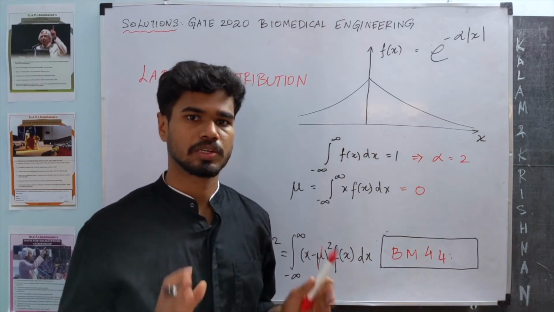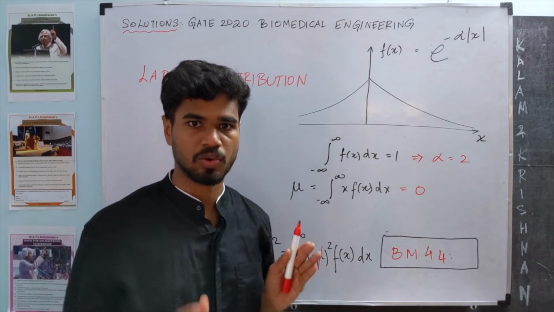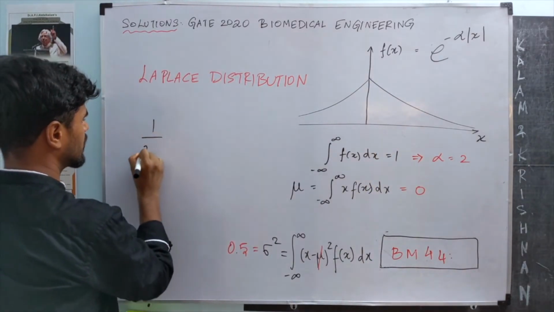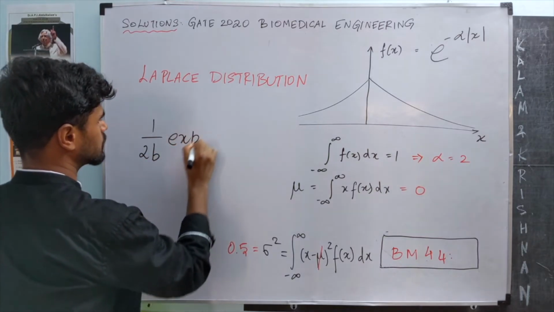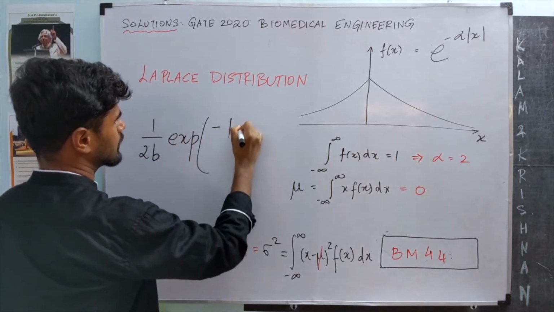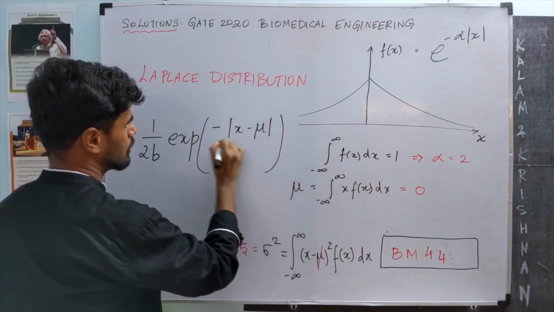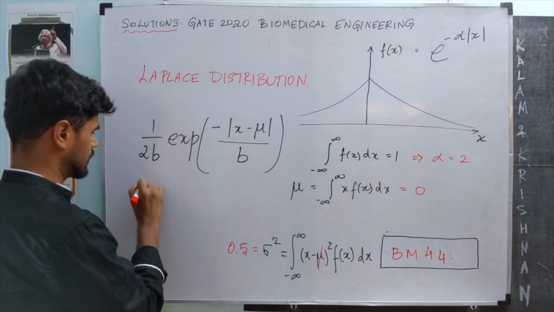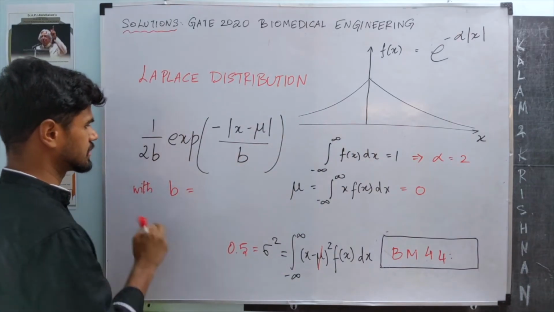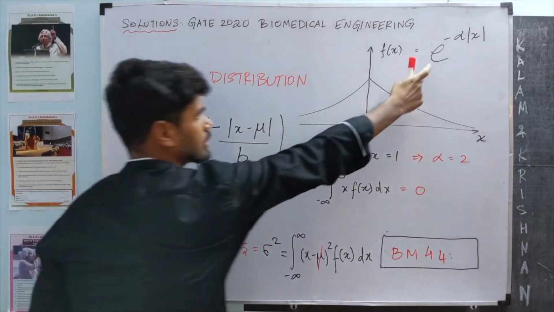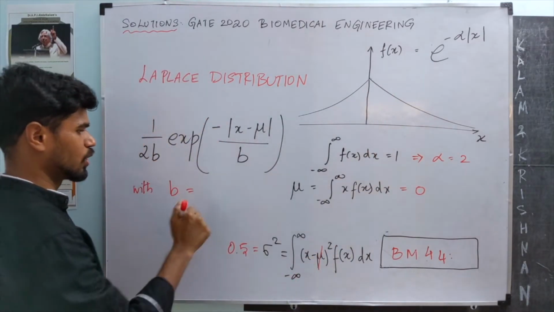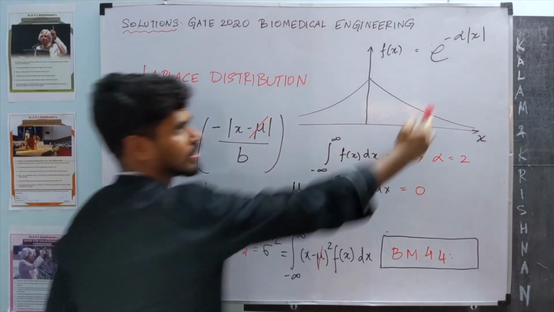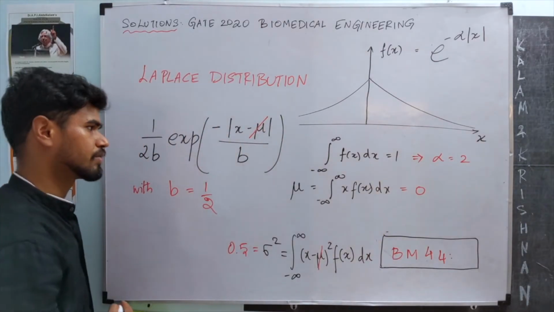So the shortest way to answer this question is to recognize that this is a Laplace distribution, which is 1 by 2b exponential of minus |x minus mu| by b. The coefficient in this function is 1, which means b is 1 over 2, first thing, and we know mu is 0. Again, it is |x minus 0|.